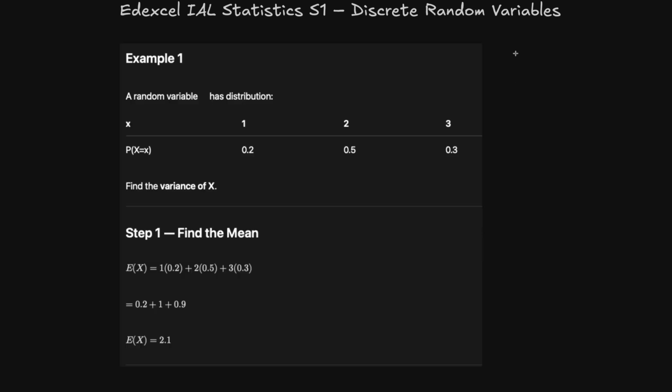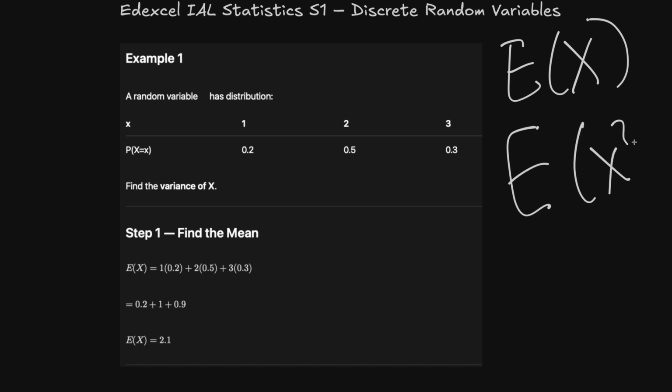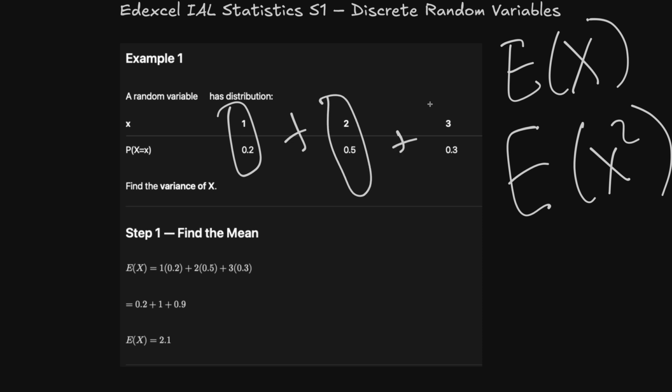Let's have a look. So firstly, to find the variance of x, we need to find two things: the mean of x and the mean of x squared. So to find the mean of x, it's basically simple, just as we talked about. 1 multiplied by 0.2 plus 2 multiplied by 0.5 plus 3 multiplied by 0.3. It's basically every possible value multiplied by its probability added to the rest of these elements. So now we found that E of x, or the mean, is basically 2.1.